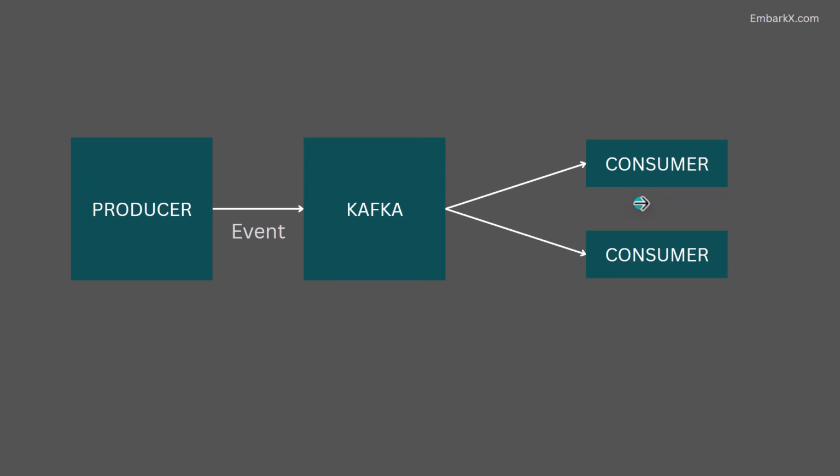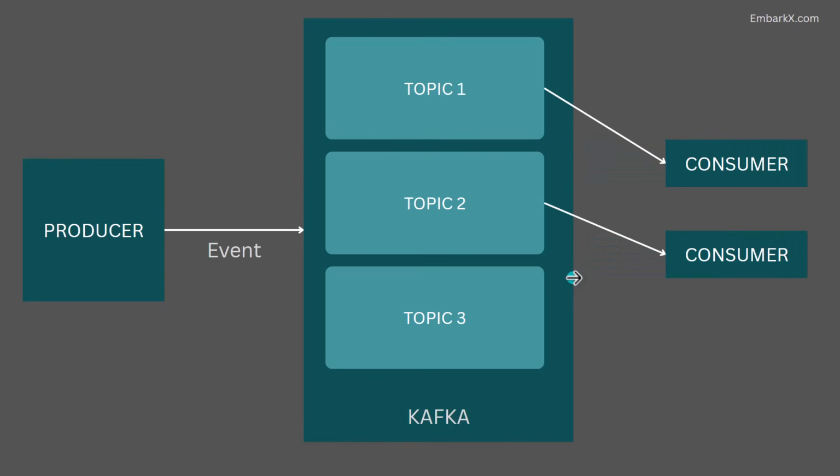Now we have the concept of a topic. To explain topic, I'll just switch this, and you can see another diagram over here wherein I have elaborated the diagram of Kafka. We have the producer who is producing the event. We have the consumer who is consuming the event. Now within Kafka, you have the concept of topics. Now, why do we have this concept of topics?